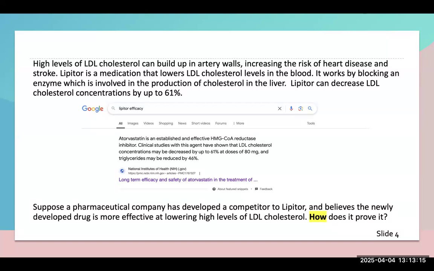So we're going to learn about hypothesis testing, which is a procedure or a framework that's going to help us prove these types of statements.